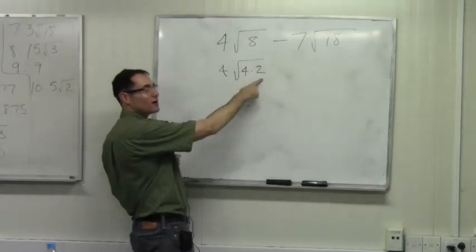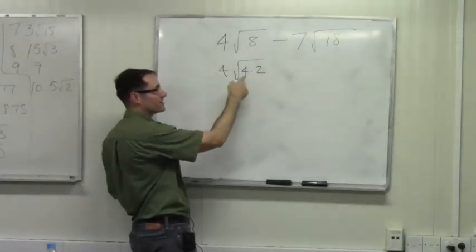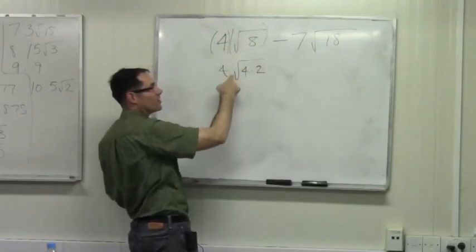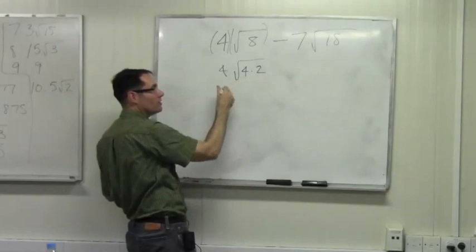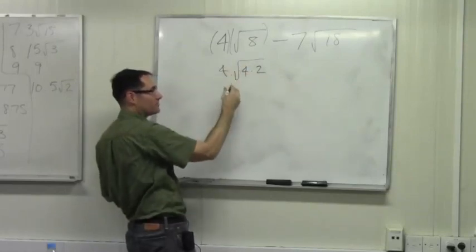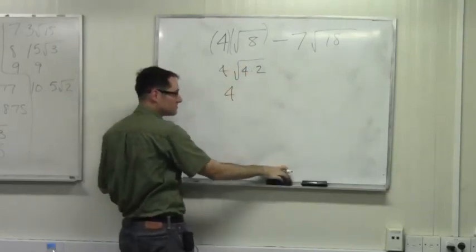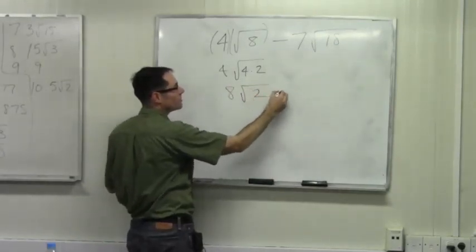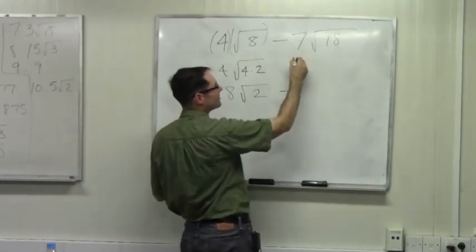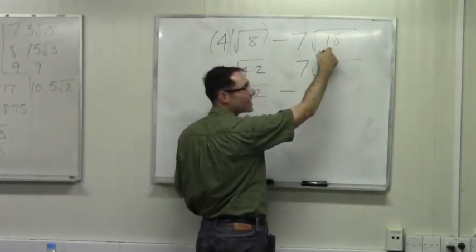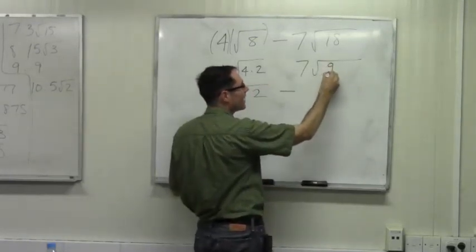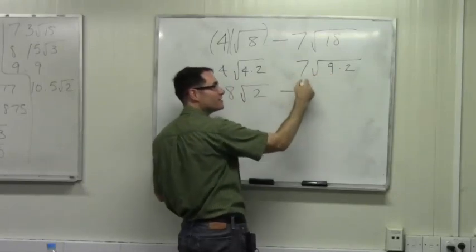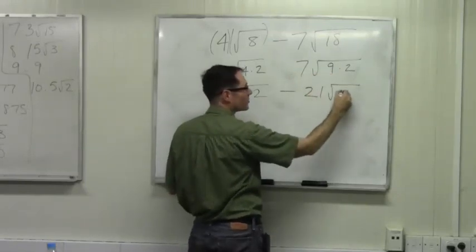OK, so can we take a square root of one of these? The 4, yeah, so that's going to be 2. This means times, by the way. Boom times boom. So we can do 4 times 2, because the square root of 4 becomes 2. So this is going to be 4 times 2, which is 8 times the square root of 2, minus, OK, what goes into 18? 9 and 2. What's the square root of 9? 3. 3 times 7 is 21 times the square root of 2.